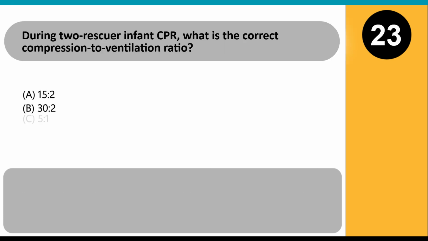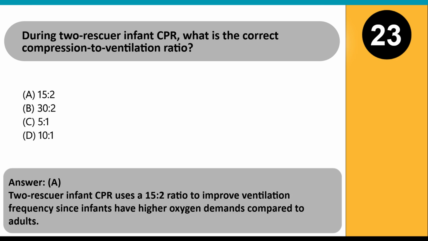During two-rescuer infant CPR, what is the correct compression to ventilation ratio? A. 15:2. B. 30:2. C. 5:1. D. 10:1. Answer: A. Two-rescuer infant CPR uses a 15:2 ratio to improve ventilation frequency since infants have higher oxygen demands compared to adults.